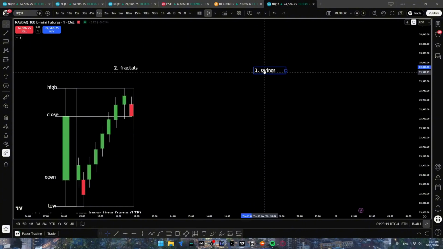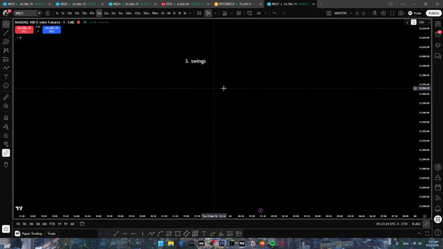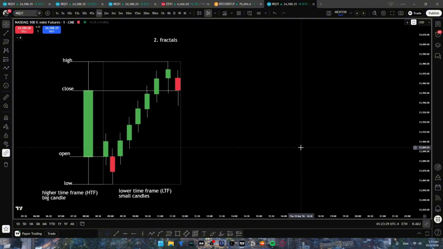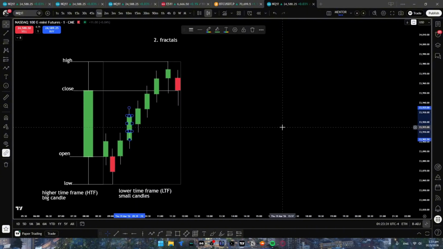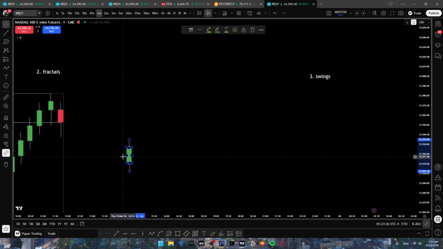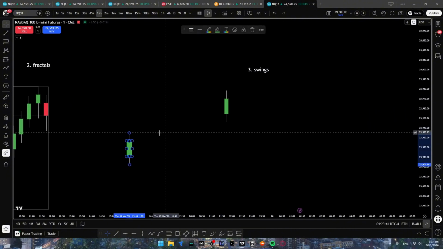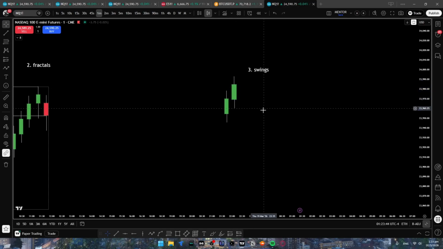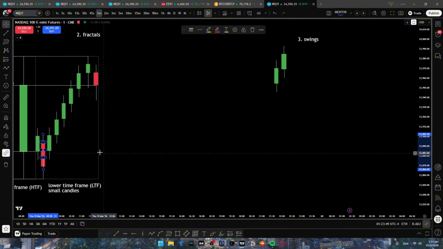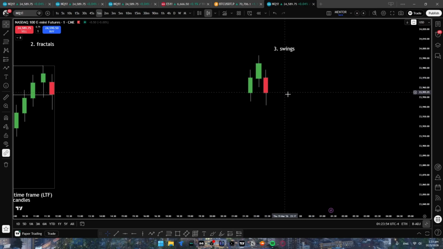And lastly, we have swings, which is very, very simple. I'm going to keep it real. Swings. Let me just grab some candles from here. Swing. Bullish candle. Bullish candle again. And then guess what? We get a bearish candle. Why? Because it went down, right?